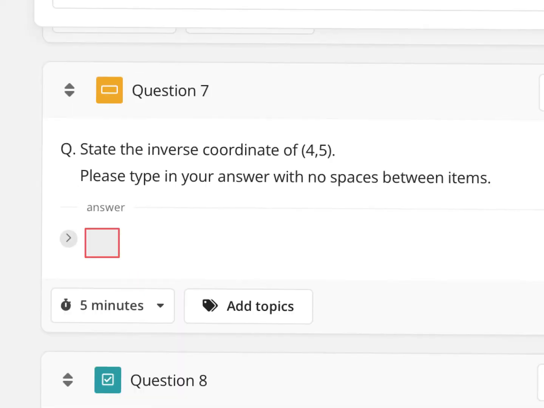Let's move on. This is probably one of the easiest questions you're going to have on the quiz. It says state the inverse coordinate of (4, 5). So how do we find the inverse of any function? You switch x and y and then solve for y. So in this case, to find the inverse of a coordinate, you do exactly that. You switch x and y, but it's not an equation, so you don't have to solve for y. So the inverse is (5, 4). And you would type this in with no spaces between your parenthesis and your 5.